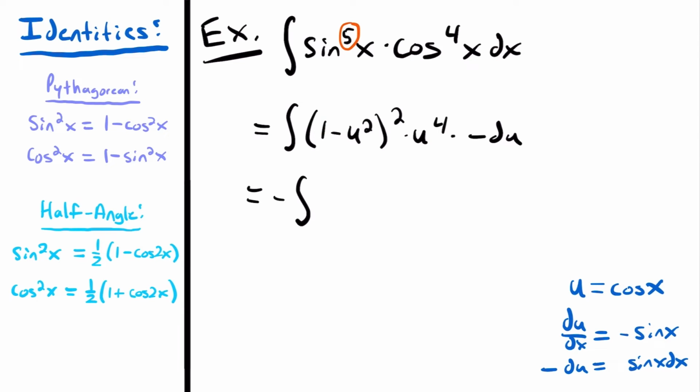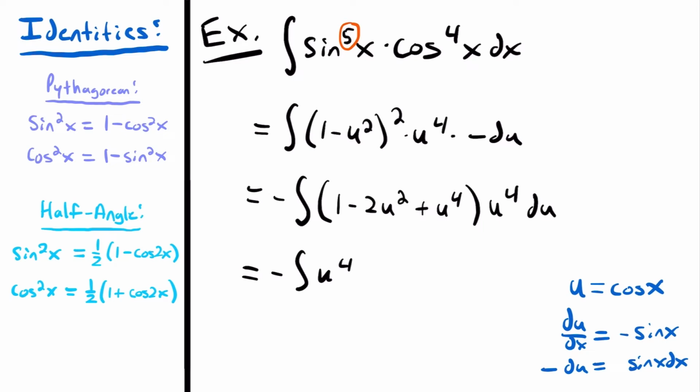We'll have 1 squared, which is 1, and then we will add 1 times negative u squared times 2, and that will be negative 2 times u squared, and then we will add the square of our last term. So if you square negative u squared, you will have positive u to the 4th power, and then that's still multiplied by u to the 4th power times du. Okay, and so now we can distribute u to the 4th power through this quantity, and this will be equal to the negative integral of u to the 4th power minus 2 times u to the 6th power plus u to the 8th power times du.